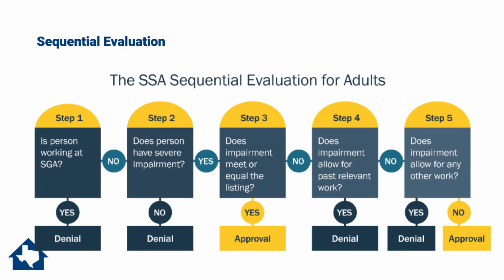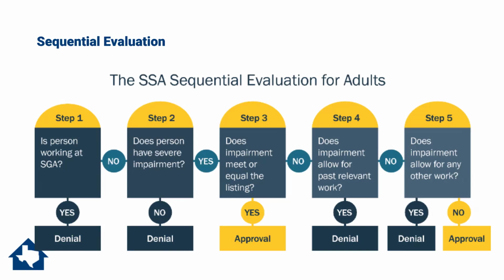Going back to the sequential evaluation example here for adults. Step 1: is the person working at SGA, substantially gainful activity? They're assessing if someone is already currently employed and making at least $1,620. If it's a yes, it's an automatic denial. It does not move on. If it's a no, they ask the question, does the person have a severe impairment? Again, if it's a no, it's a denial. If it's yes, it moves on.